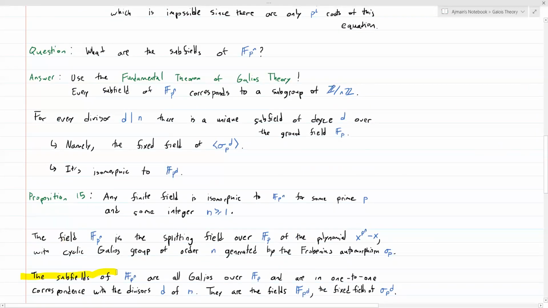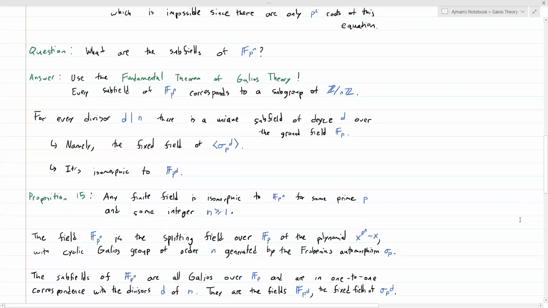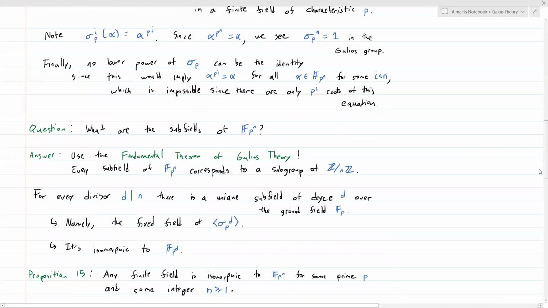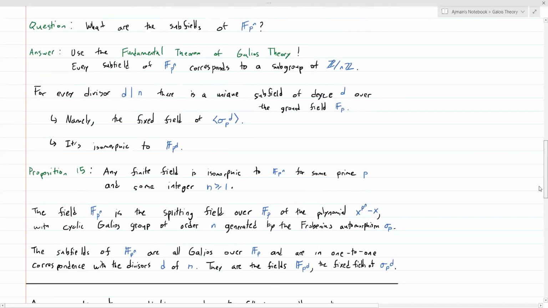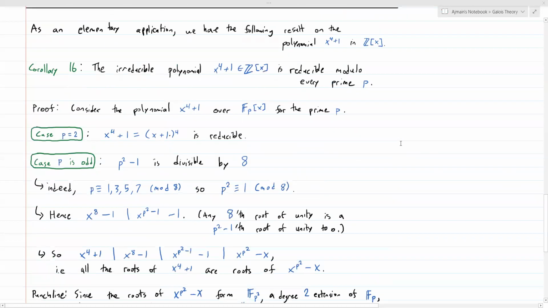Okay, back to the statement. The subfields of F_p^n are all Galois over F_p and are in one-to-one correspondence with the divisors d of n. They are the fields F_p^d, the fixed fields of the dth iterate of the Frobenius automorphism. So that's all of this stuff that we've probably already seen. Any questions about this so far, up to proposition 15? Okay, I think we're good. Now let's move on.